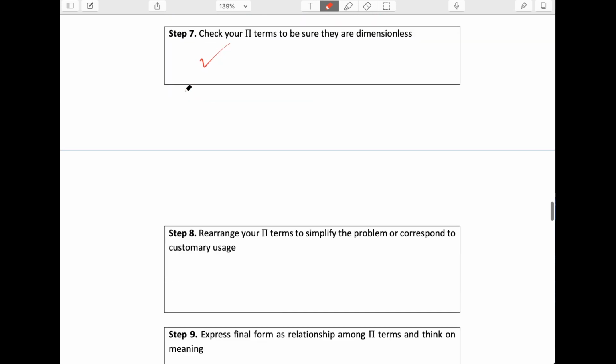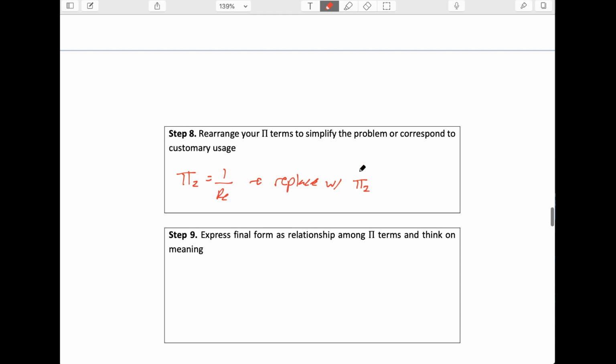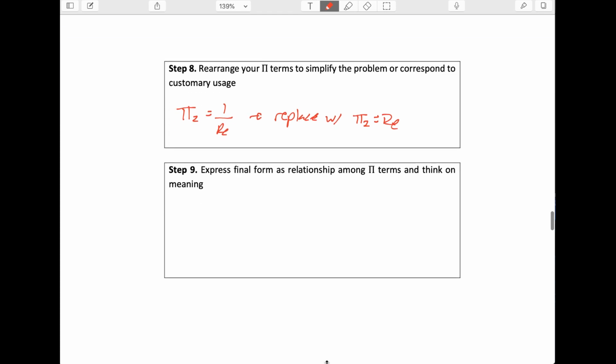Pi 2 is actually the inverse of the Reynolds number. And so what we can do is just replace it with the Reynolds number, and all of this still works because it now changes the final graph, but the relationship is still captured, and so it doesn't matter. So we're going to change pi 2. Instead of using what we came up with, we're going to just use the actual Reynolds number because that's more customary.